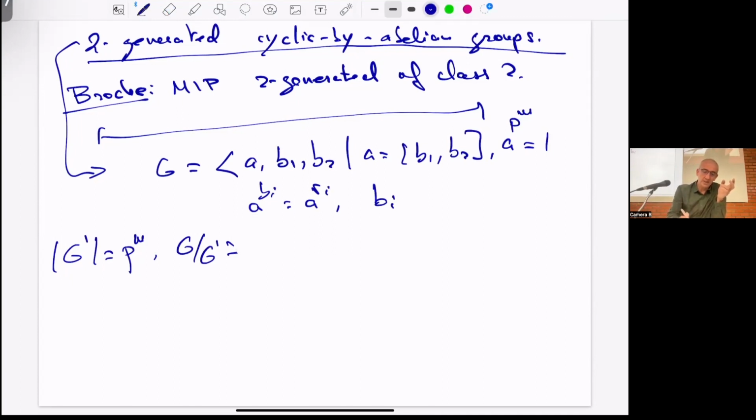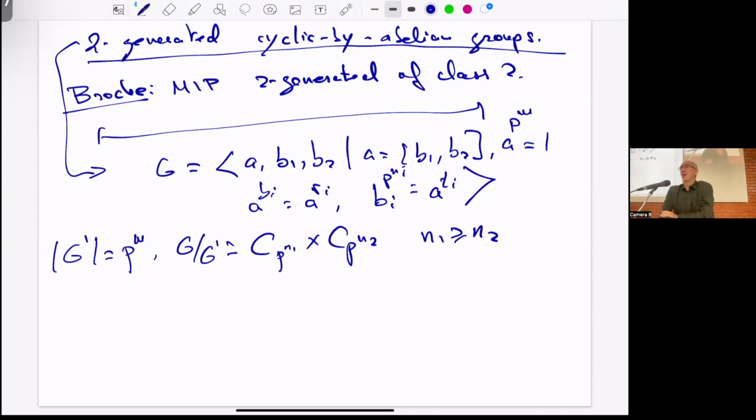So if it is two generated, then the abelianization is also. So if you have a certain situation, you always have a certain presentation like that. Okay, so it's depending on certain numbers, which satisfy certain conditions. But of course, different numbers may lead to isomorphic groups. Okay, so you have to do something more sophisticated.